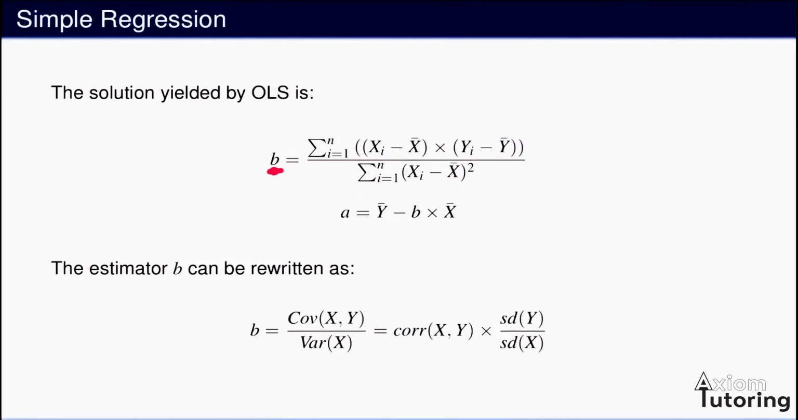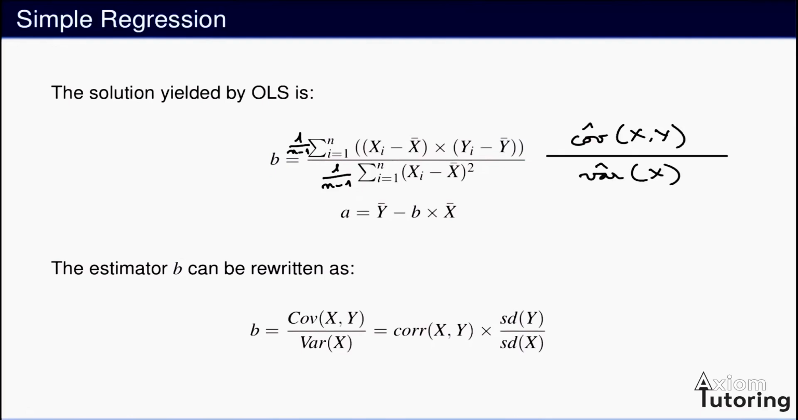Now, one thing that you can notice with our estimator b is that the numerator looks very much like the sample covariance. If I just added 1 over n minus 1 in front of that term, I would get the sample covariance. And similarly, if I put 1 over n minus 1 in front of my denominator, I would get the variance of x. So here we can see that we basically have the sample covariance between x and y divided by the sample variance of x.